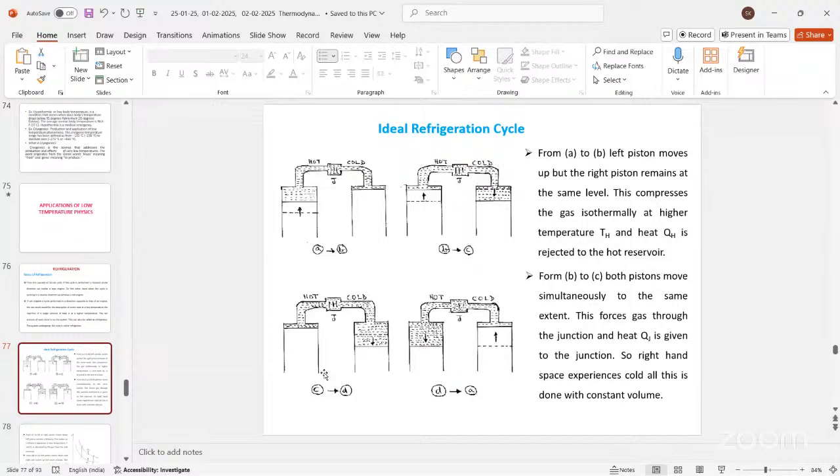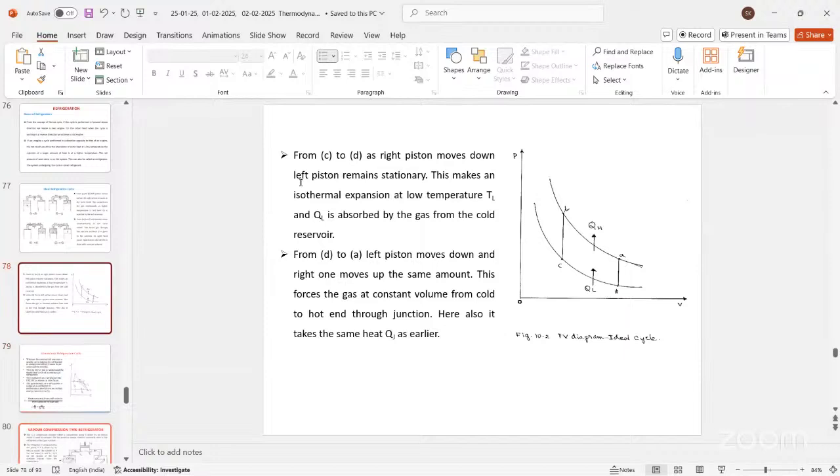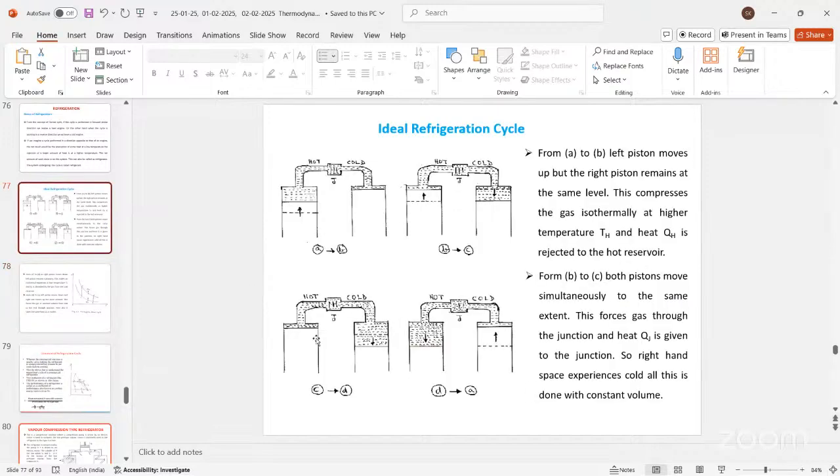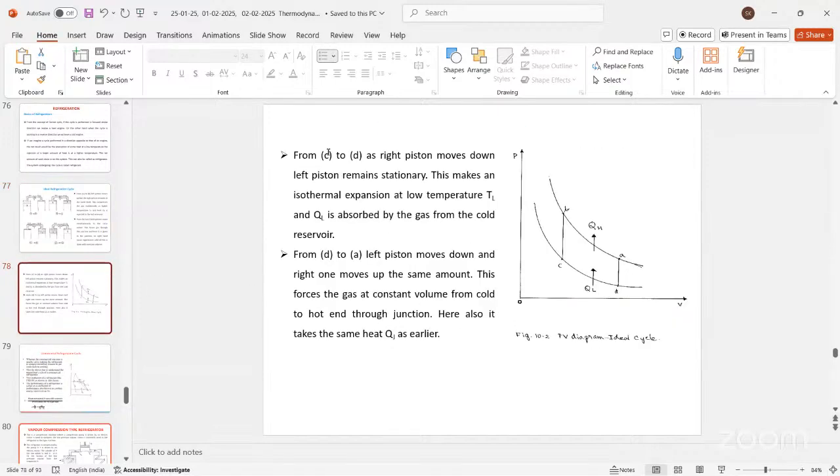And the next figure, from C to D, is different. We are talking about the C to D figure. As the right piston moves down, the left piston remains stationary, and this makes an isothermal expansion at low temperature TL, and QL is absorbed by the gas from the cold reservoir.